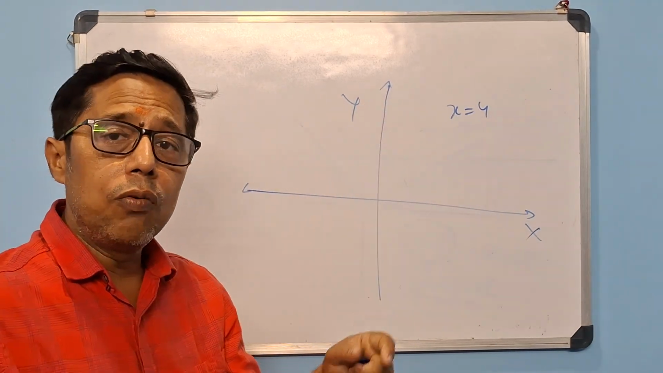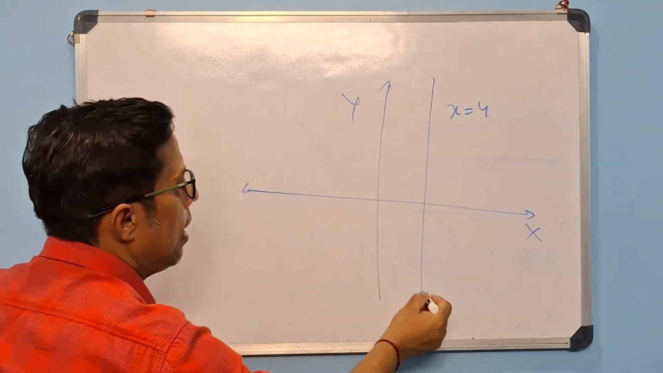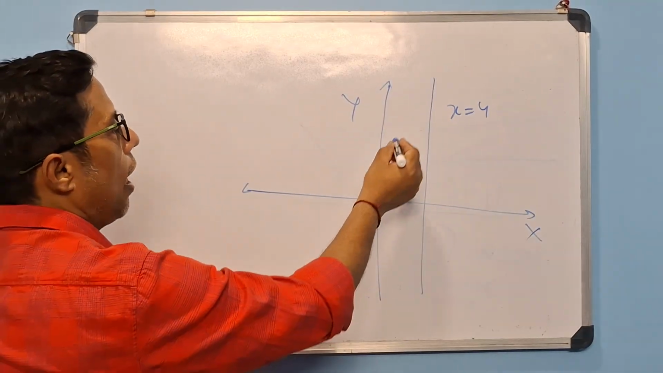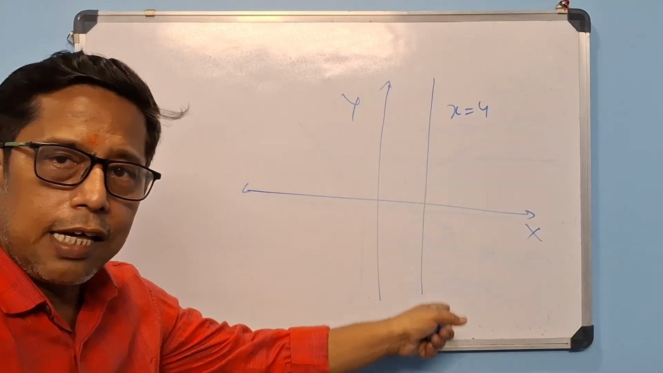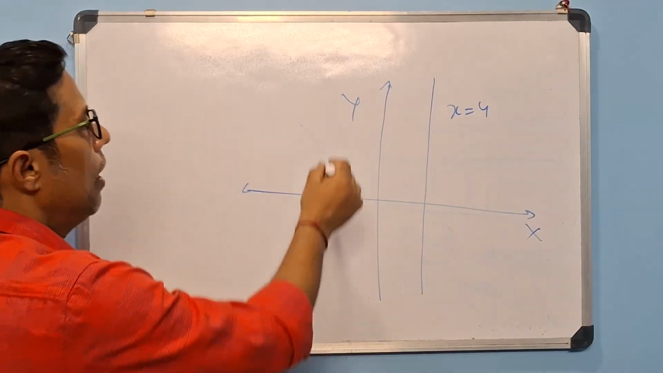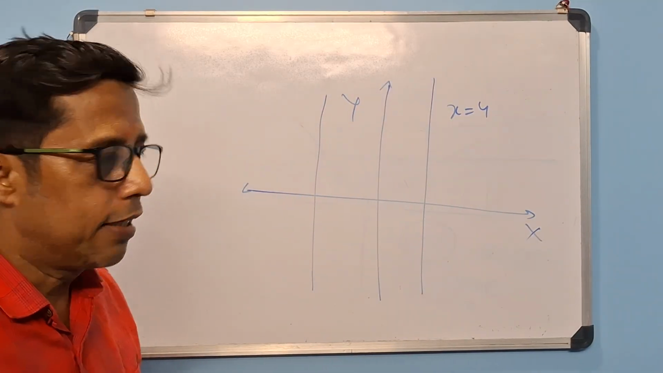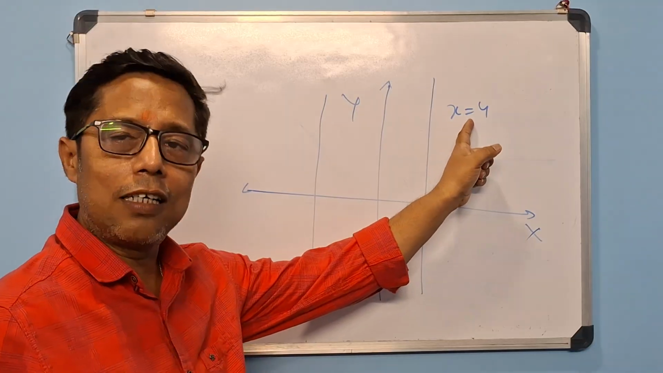A line parallel to the y axis. Let's say the line will be like this. Okay, so a line parallel to the y axis is like this. This may be in the positive direction, this may be in the negative direction of x, but they have mentioned the x intercept is 4.